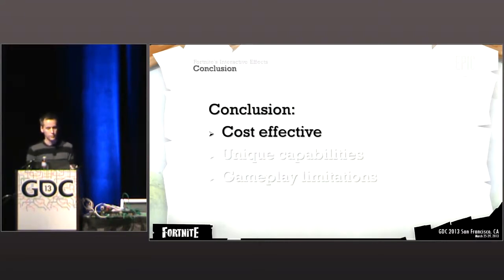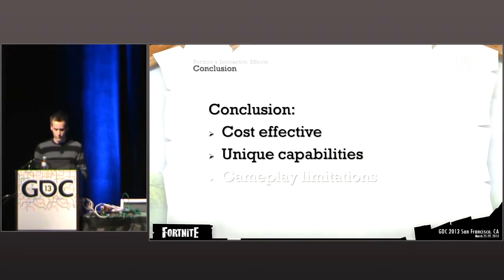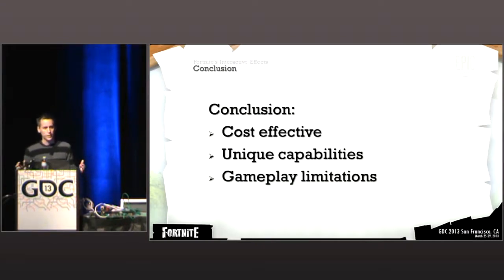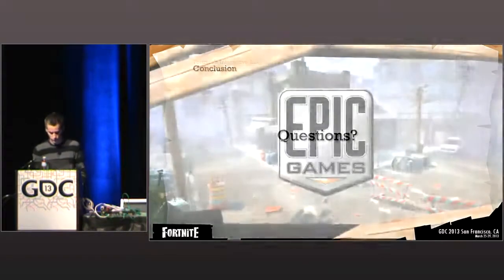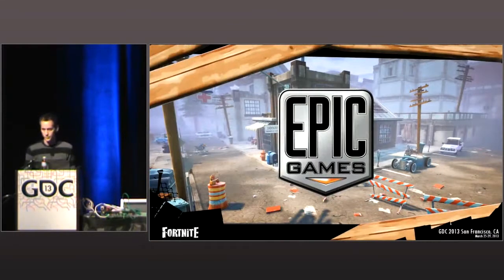Vertex shaders are very cost-effective, and they provide unique capabilities that aren't possible in any other way. There's a ton of opportunity out there to use vertex shaders in ways that aren't currently being used and to generate really exciting effects. There are a few gameplay limitations, but you can work around them if you know what they are ahead of time. So I'm not sure if I have any time for questions or not, but yeah, that's the talk. Thanks.